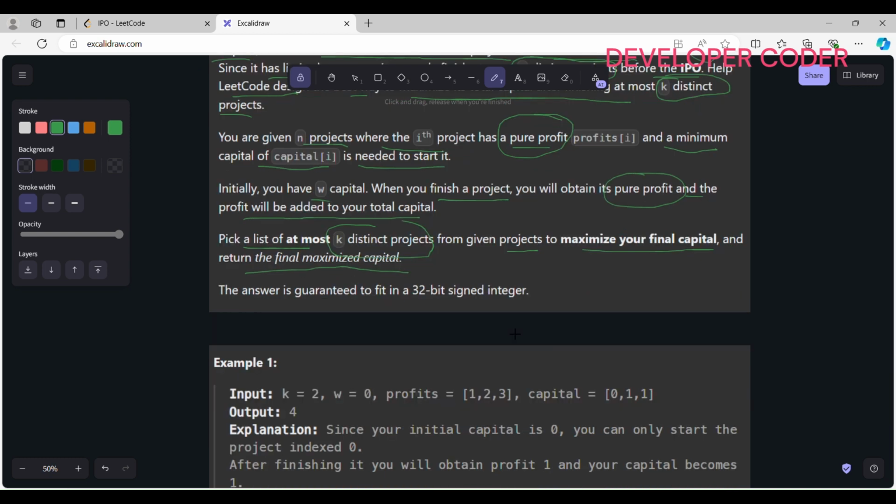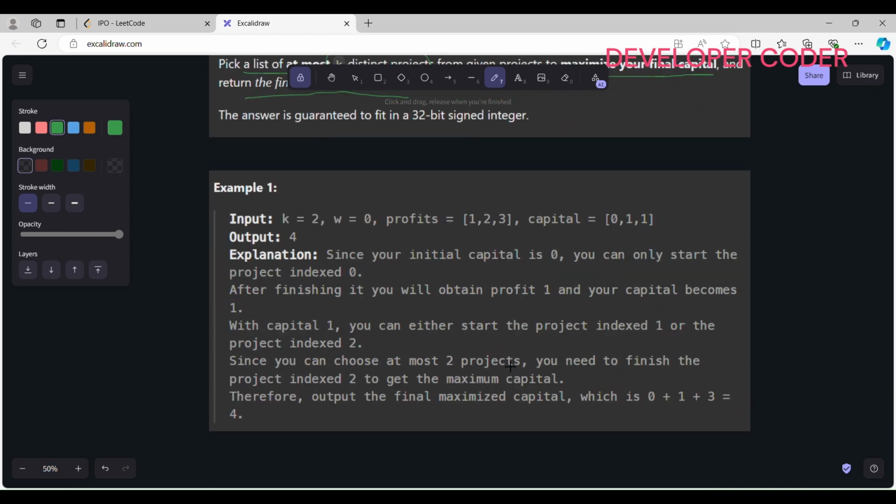Okay, so now let's understand this problem with an example here. Okay, so here in this example K is equal to 2. That simply means that we can select two distinct projects only, and initially we have capital as 0. Okay, we have no money in the starting. Okay, and these are the profits and capitals given to us. Okay, so initially I don't have any capital. Okay, I don't have any money.